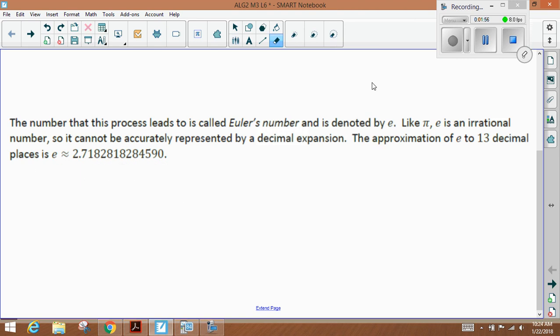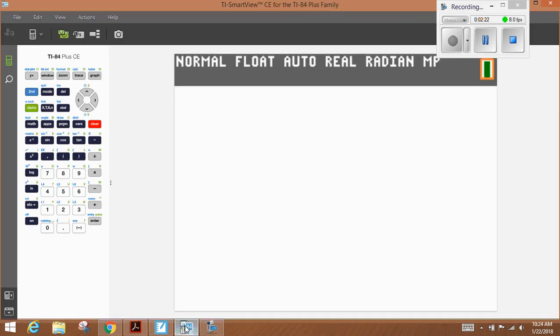It looks as if it repeats because you see this 1828, 1828, but it doesn't. It continues on forever and ever, like pi, right? It's another one of those numbers that continues on forever, like pi. You can actually calculate its actual value in your calculator. You have an E button on your calculator.